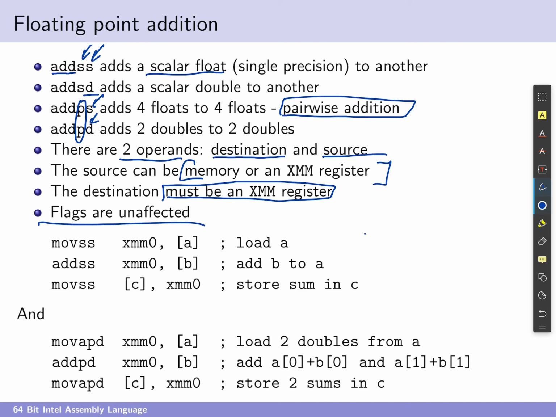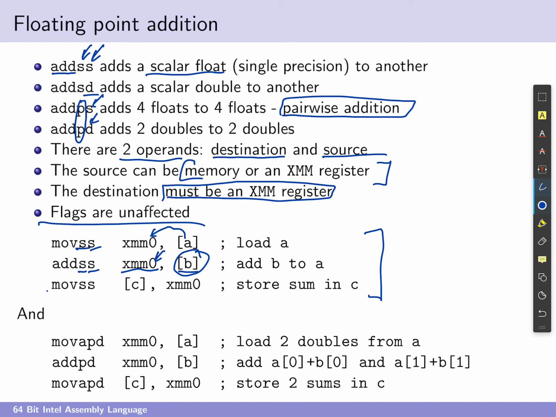So here's a little example of doing something simple with floating point numbers. I'm going to load A into XMM0. Specifically, it's going to be a scalar single. So for this code to work, A would have to be a 32-bit value. I'm then going to add XMM0 to B. And again, I'm going to perform an add using a scalar single. So basically what's going to happen is it's going to add this 32-bit value at location B to the bottom 32 bits in XMM0 and store the result in those bottom 32 bits of XMM0.